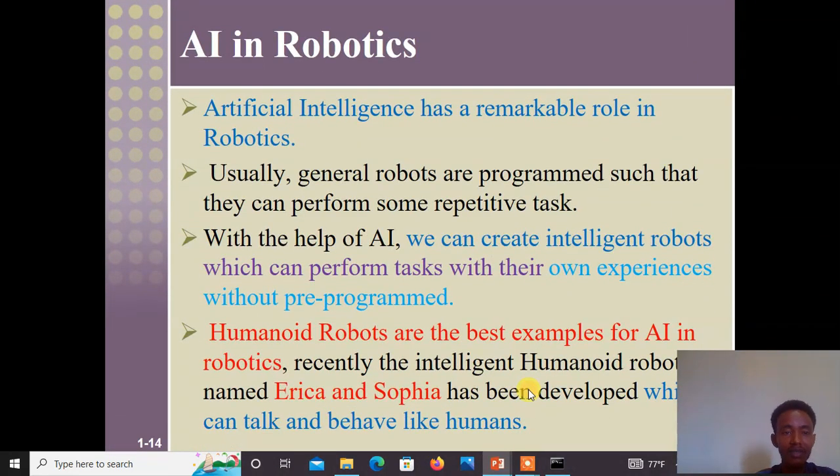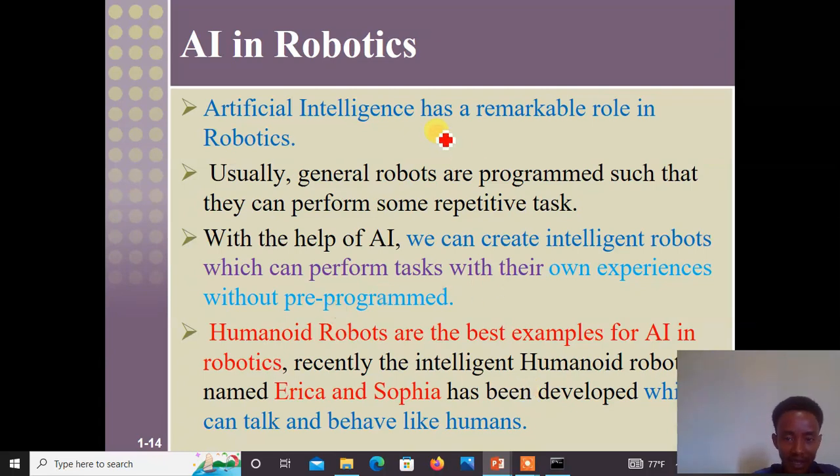So another one is artificial intelligence in robotics. Robotics is an area that needs artificial intelligence in order to build intelligent systems. Intelligent applications or software can be built. Artificial intelligence is very essential in order to build intelligent software in order to develop the robots.